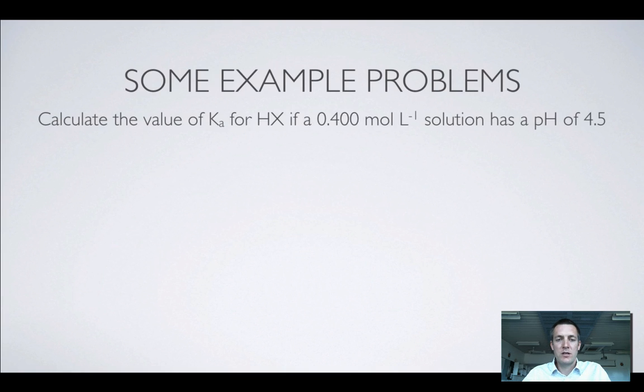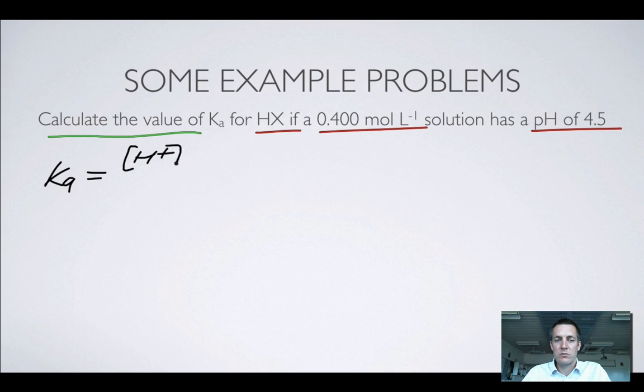Okay, so let's start with this example, which deals with an unknown acid HX. We know its concentration and we know its pH. And we're going to try and find the value of Ka. So let's write an expression for Ka, and we're going to use our simplified form, which I've just gone through. I'm not going to go through it again. I'm just going to write it down and say that it's H+ squared over the concentration of HA.